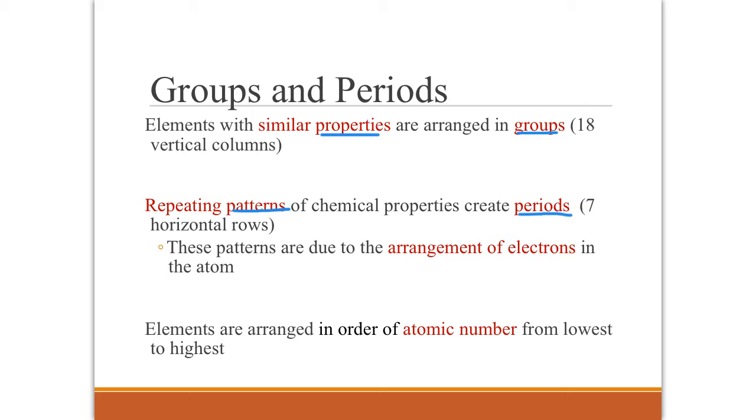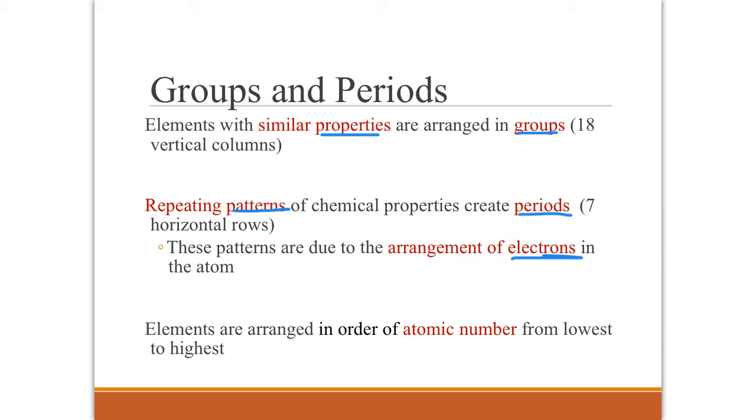These patterns of chemical properties, by the way, are due to how the electrons are arranged around the nucleus in the atom, how many there are in the outermost level, and if they can change levels at all in some of the more complicated atoms. And so that gives us particular patterns, and we'll talk more about that as we go on in this class.